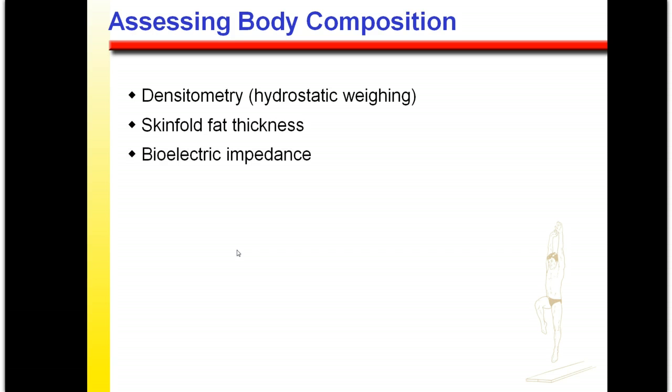Okay. So our next step is to learn to assess body composition. So this is actually the fat mass and the fat-free mass. We're going to go over 3 different methods: densitometry or hydrostatic weighing, skin fold fat thickness, and bioelectric impedance, mostly because these are the ones that you are most likely to come across.